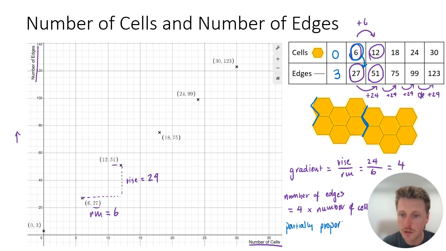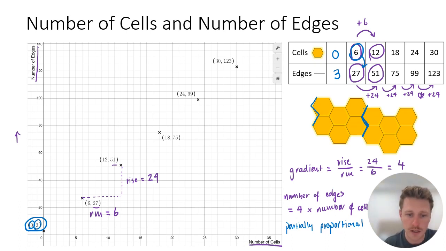Partially proportional. Okay, and then if we look down here, we can actually see, yep, when the number of cells is 0, we've actually got 3 edges. That's because we have those 3 edges that are fixed, and then we just keep adding on 24, but we're starting at 3. Okay, so that one can be a little bit more tricky.